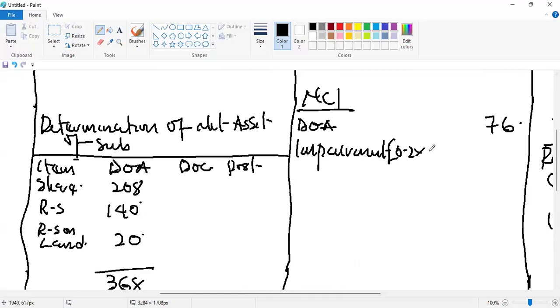0.2 times 12. What does it give us? 2.4. Impairment of 12, 0.2 times 12, is 2.4. That's the NCI impairment.